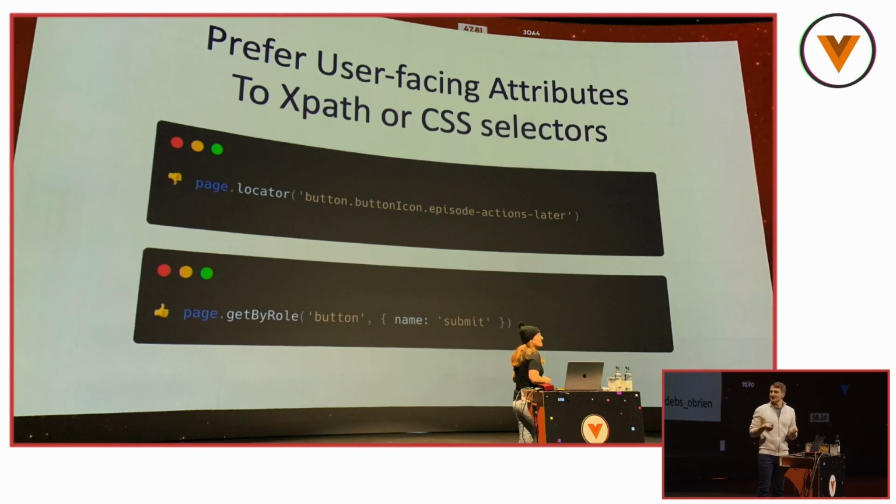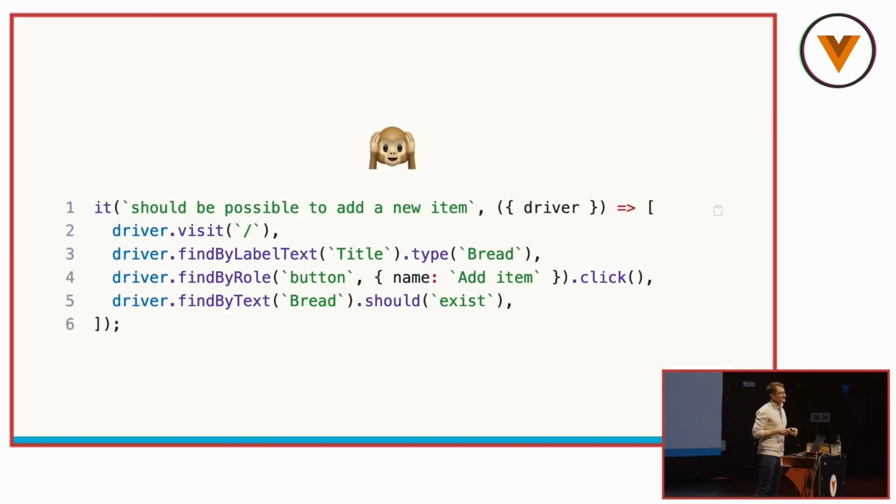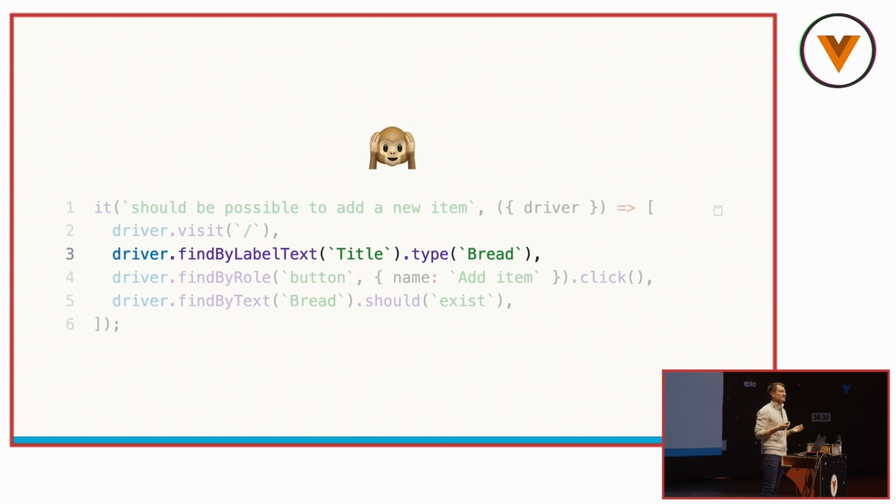And how can we do it? Debbie already said this yesterday again. We can select user-facing attributes with semantic selector methods like getByRole in this example. So if we take a look at our test, now this test is improved by using those semantic selectors. So for example, find by label text. And now you can read the test like a real user would interact with your application.